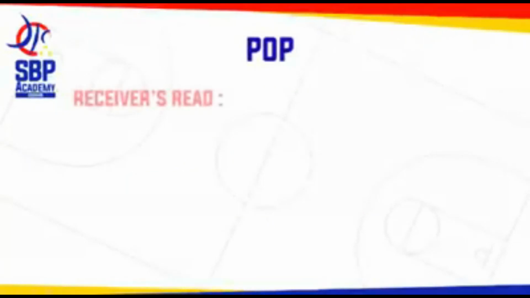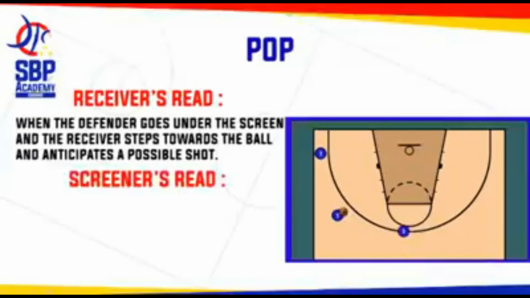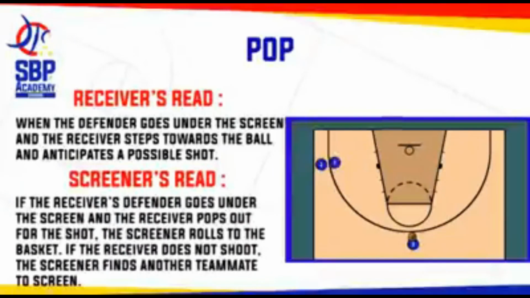Pop. Receiver's read. When the defender goes under the screen, the receiver steps towards the ball and anticipates a possible shot. Screener's read. If the receiver's defender goes under the screen and the receiver pops out for the shot, the screener rolls to the basket. If the receiver does not shoot, the screener finds another teammate to screen.